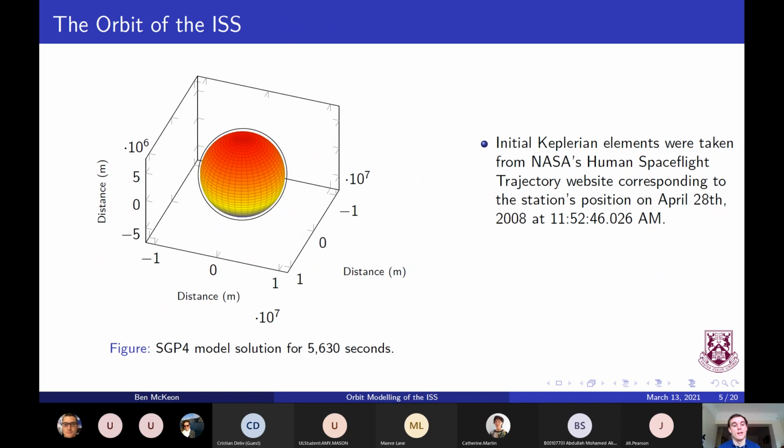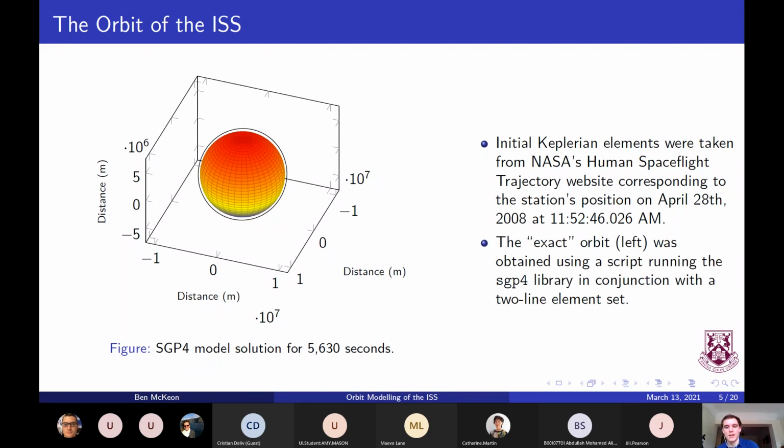So what I have here is a plot of the actual orbit of the ISS using what's called the SGP4 model, which is the simple general perturbation model. It's considered the industry gold standard for plotting orbits and trajectories. And I've let that go for about one orbit corresponding to the station's position on the 28th of April, 2008. And basically what this uses is what's called a two-line element set, which is a bunch of different designations which correspond to different spacecraft.